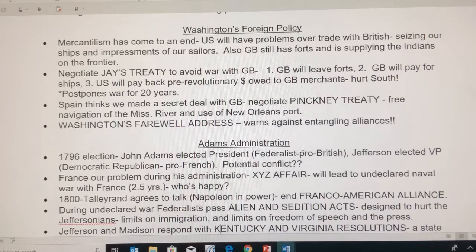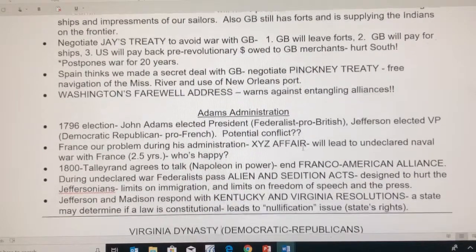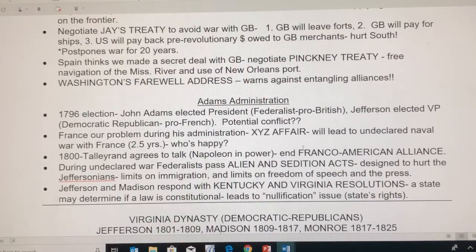Looking at what happens here, Spain really thinks that there's an Anglo-American alliance going on, and they're very fearful because they're on the other side of the Mississippi in the Americas. And so this will lead them to negotiate Pinckney's Treaty. Pinckney's Treaty is basically a treaty that allows the Americans to use the Mississippi River and the port of New Orleans.